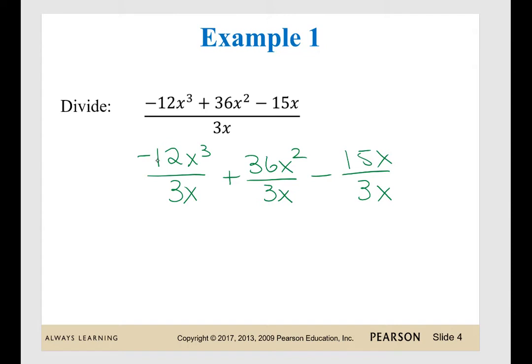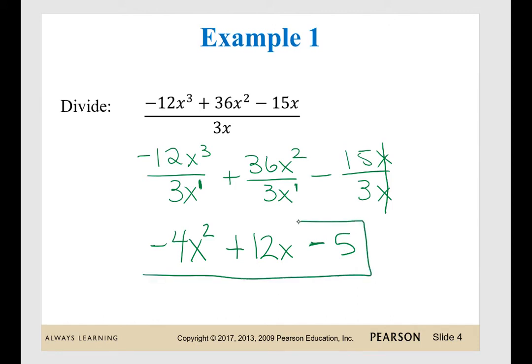So here we go. Negative 12 divided by 3 is negative 4. X cubed divided by x, remember this is x to the first power. When we're dividing, we keep the base, we subtract the exponents. So when you're dividing, your powers will change. That is not unusual. Plus, go to the next one. 36 divided by 3 is 12. X squared divided by x is x to the first power. Remember, don't write that first power because MyMathLab will mark it wrong. Here I see that the x's will divide out, so I have 15 divided by 3, which is 5. There's your answer.